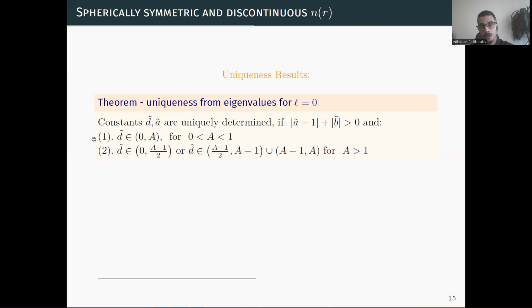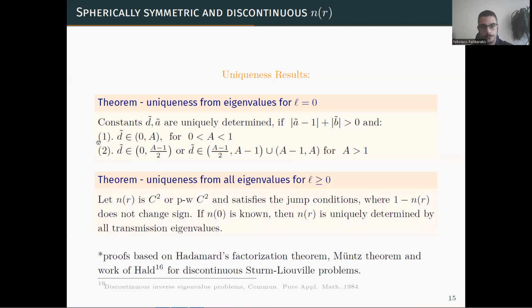In simple words, if we assume that we have two discontinuous refractive indices and their corresponding spatial eigenvalues of order 0 are equal, then the jumps must occur at the same point. This is more or less what we get here.